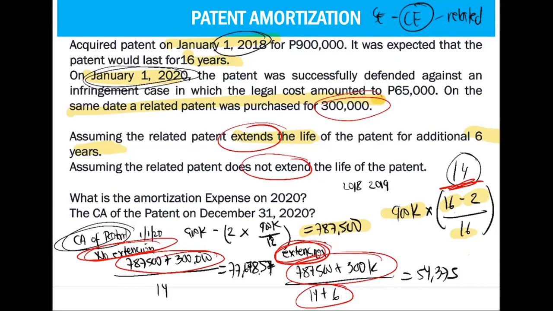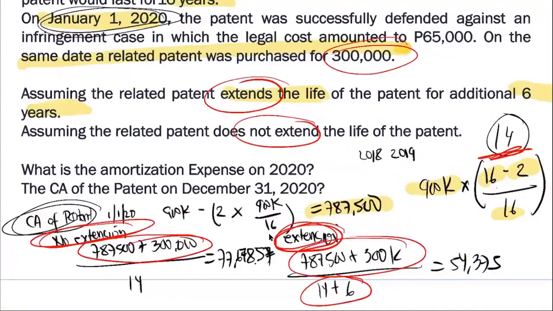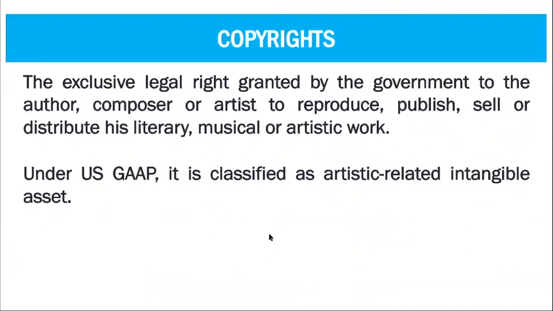Okay? So we're done with patent. We proceed now to copyrights. So what is a copyright? If there is a technical invention, there is also an artistic related invention. And what are those artistic related invention?